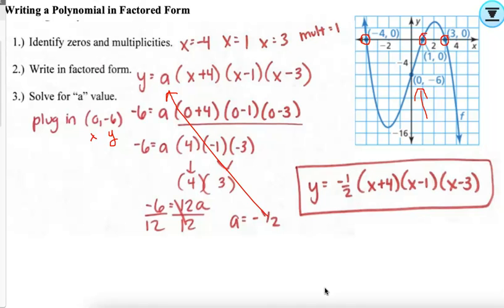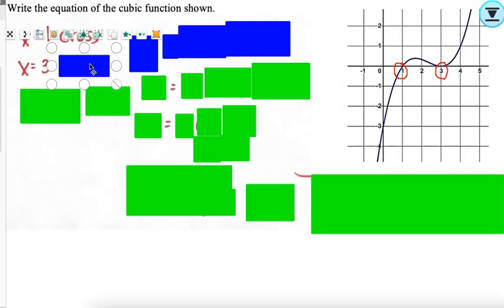Alrighty, let's do another one. Ooh, we got a bounce going on. So write the equation of the cubic shown. So I've got an x-intercept here at a 1, and I have an x-intercept here at a 3. So my x-intercept at 1, it crossed through it, so that's important to know. And then at x equals 3, it did bounce. And so it's going to do something right there.